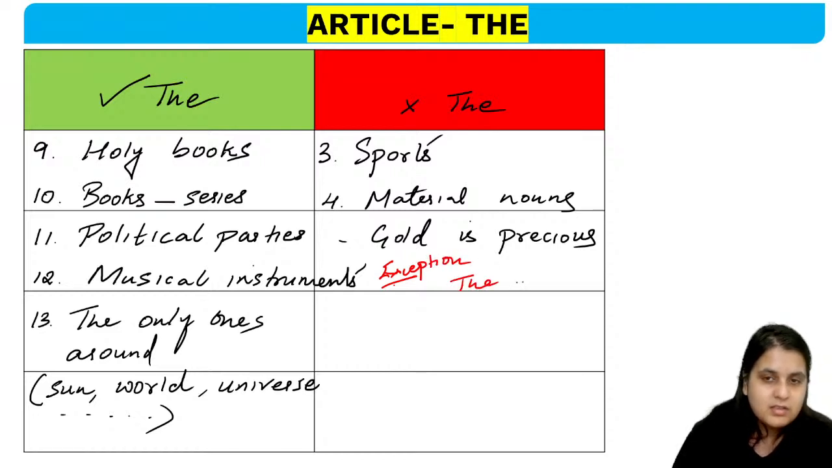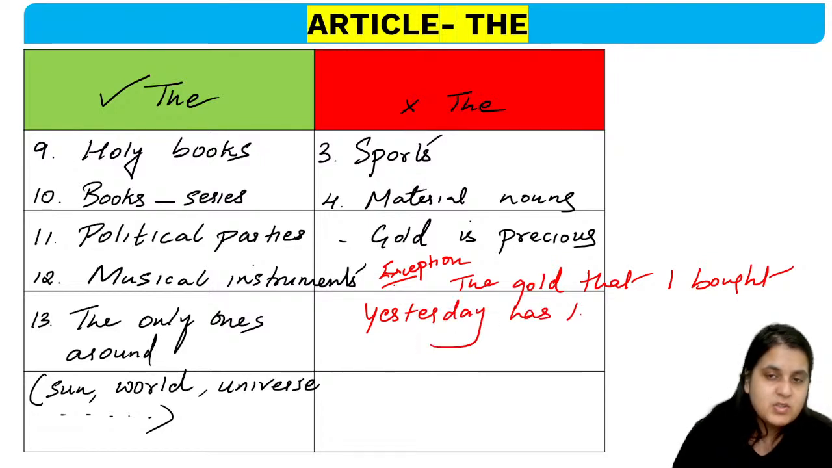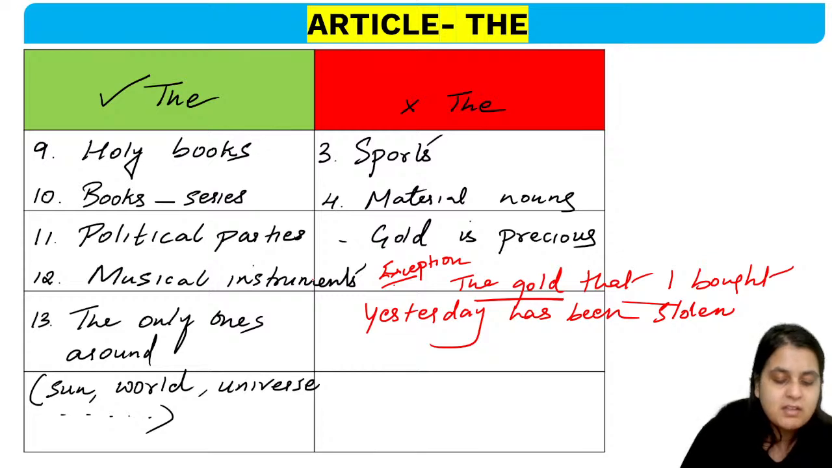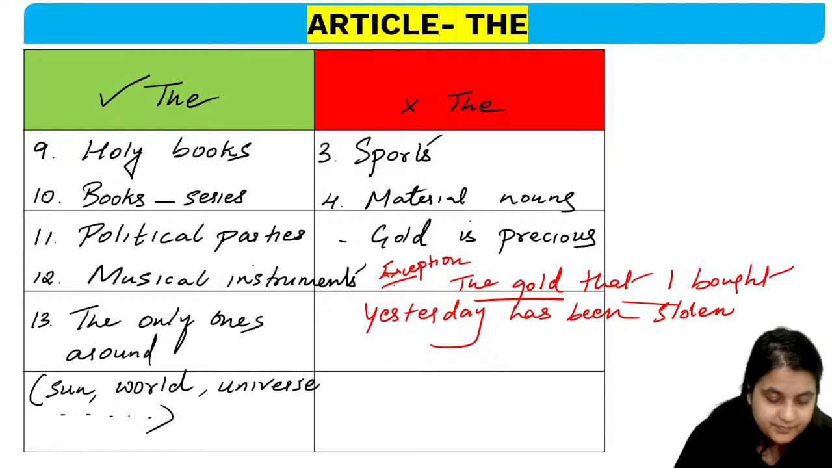The gold that I bought yesterday has been stolen. Why do I say the gold here? Because I'm referring to a specific gold. The gold that I bought yesterday has been stolen. I'm referring to a specific gold here. So because of the specific or the special emphasis, here the is allowed. Okay, clear guys? Did all of you understand this? Correct, Shivani. Okay, next one.